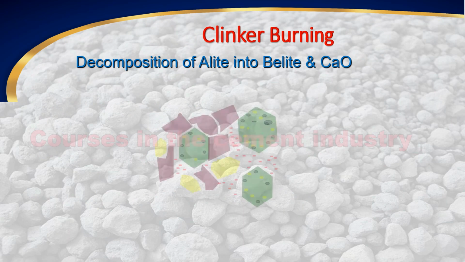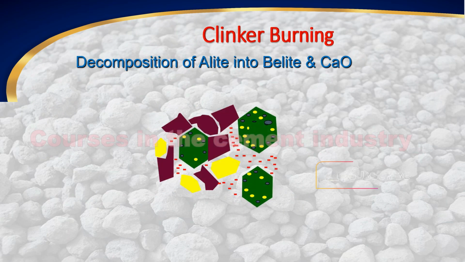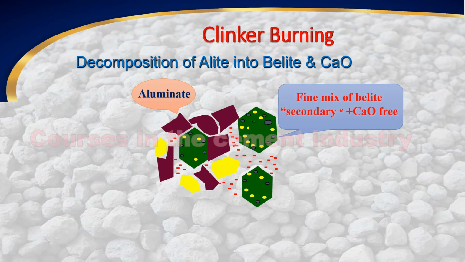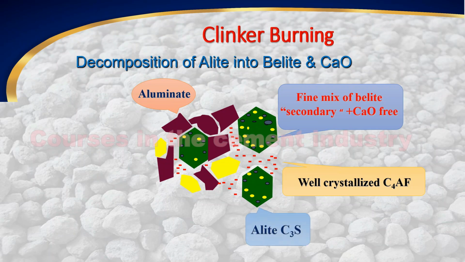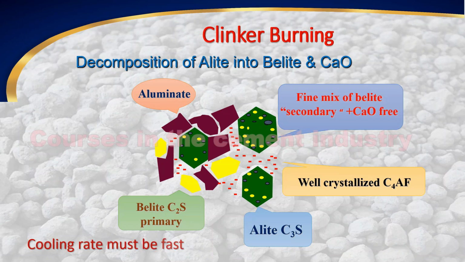In this diagram, it is divided into: 1. Aluminate. 2. Fine mix of belite, secondary, plus free CaO. 3. Well crystallized C4AF. 4. Alite, C3S. 5. Belite, C2S primary. Notice, cooling rate must be fast.